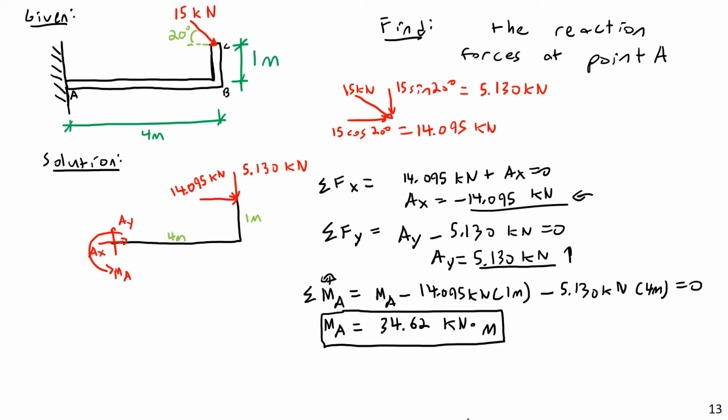34.62 kilonewton meters. All right, so finally, I want to look at something a little bit more complex, still finding reaction forces, but a little bit more interesting because I'm going to look at an example where there's actually more than one object involved, and I'm going to apply a rope on a body and see what happens then. Okay, so let's take a look at that.